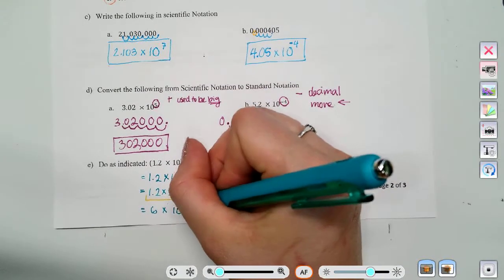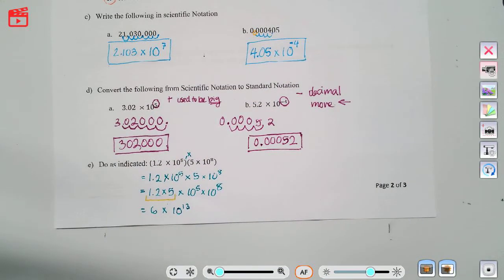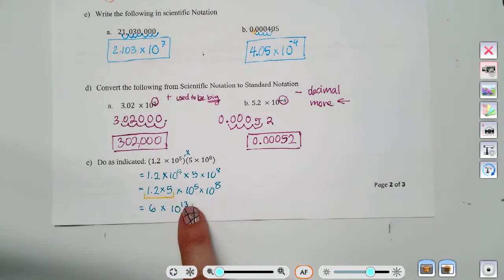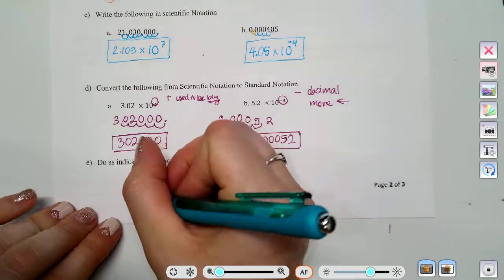Okay, so let's see. Is this number really in scientific notation? Well, 6, that's between 1 and 10. Awesome. And we have 10 to the 13th power. That's good. We're done. Box our answer.